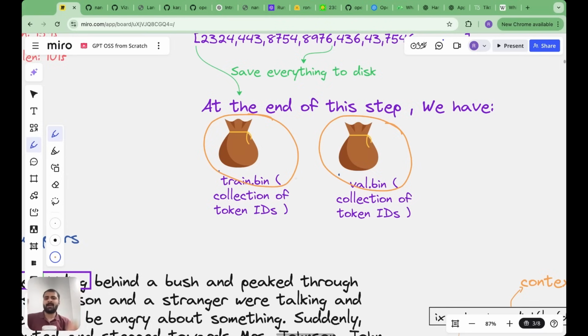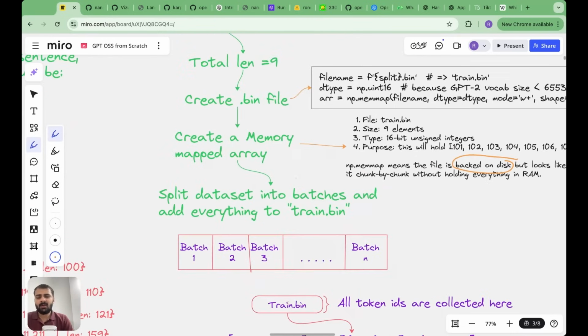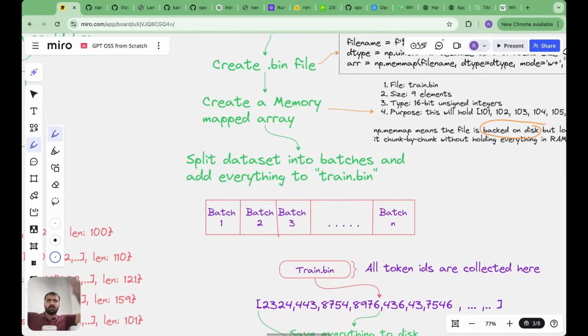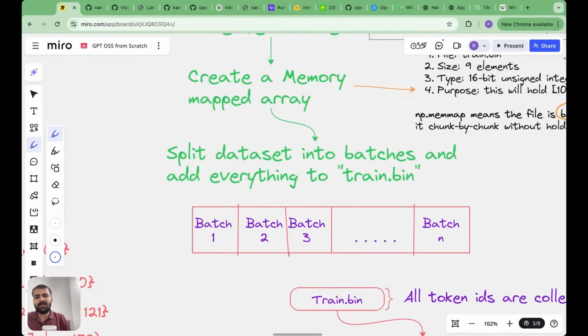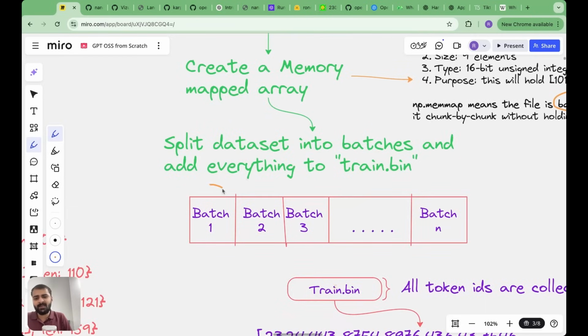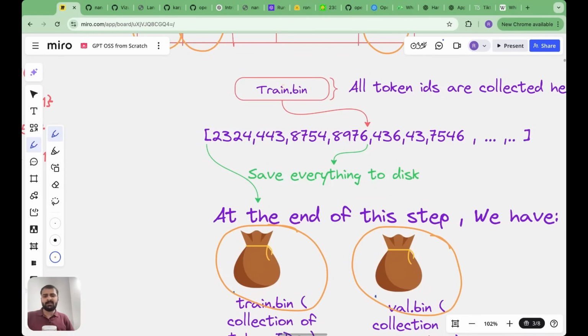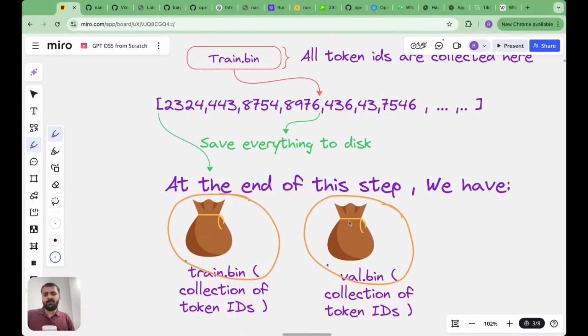These bags are not stored on the RAM. The way they are stored on disk is that we break the whole data set into batches and write each batch individually onto the disk. Batch 1 is written onto the disk, batch 2 is written onto the disk, and similarly the last batch is written onto the disk. Now we have the entire thing, all of the batches, on the disk, and then you split into two parts. Train.bin gets 80% of it, validation.bin gets 20% of it. That's it. So imagine you are a language model. Life is so hard for you. You just have a huge bunch of numbers in train.bin and a huge bunch of numbers in validation.bin.